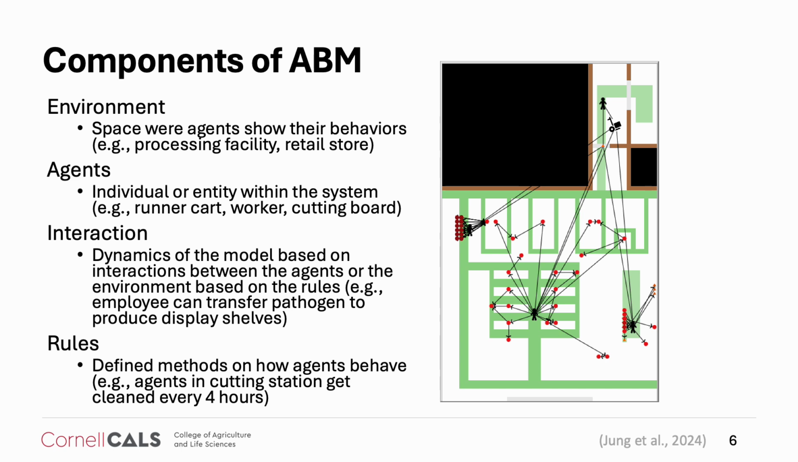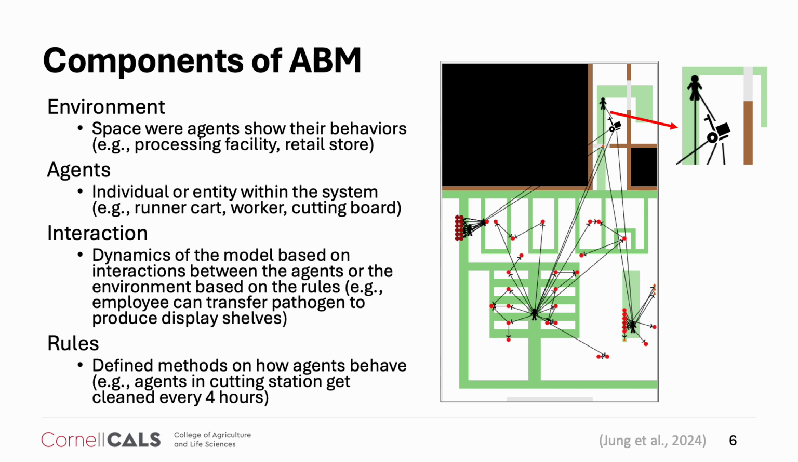So what is an agent? Agent is an individual or an entity within the system. From our example, an agent would be any environmental surfaces that could be involved in the pathogen contamination or transmission. The agents on this map are represented as dots, triangles, a human figure, or cart. Let's zoom into each of these a bit.